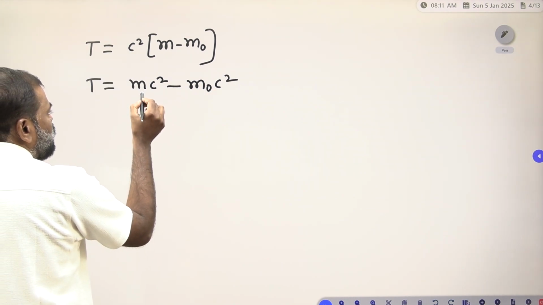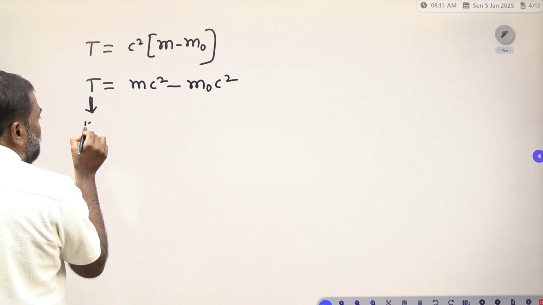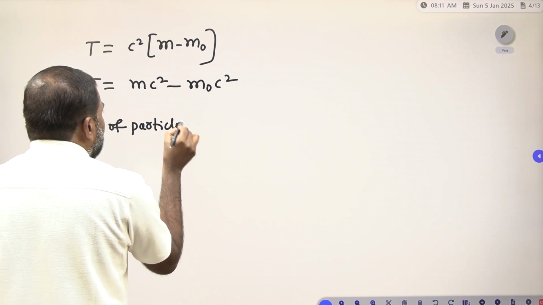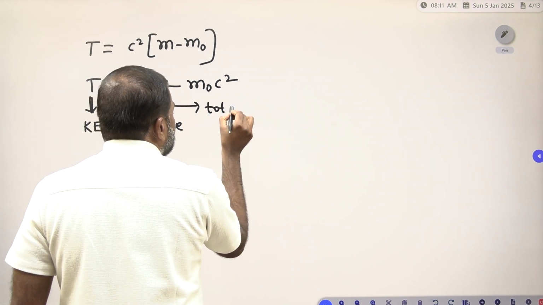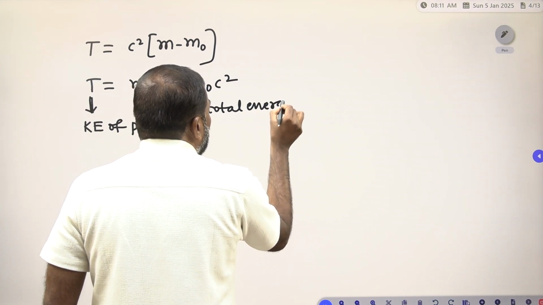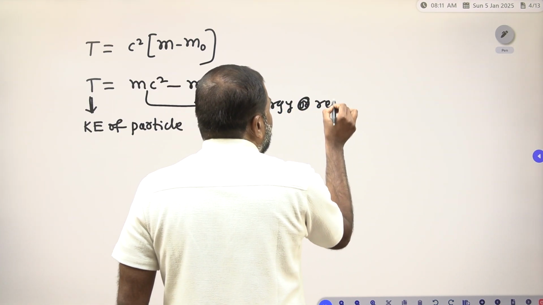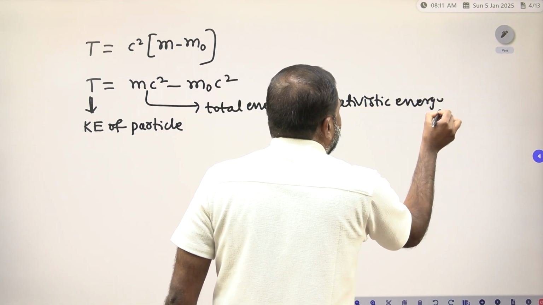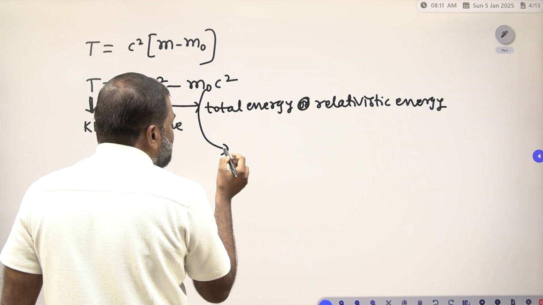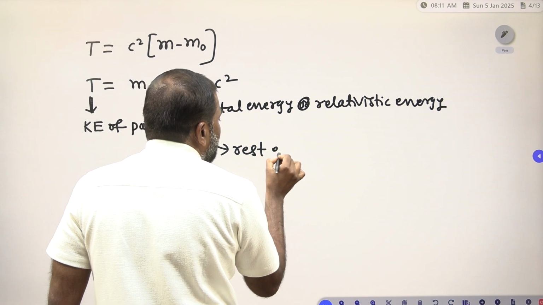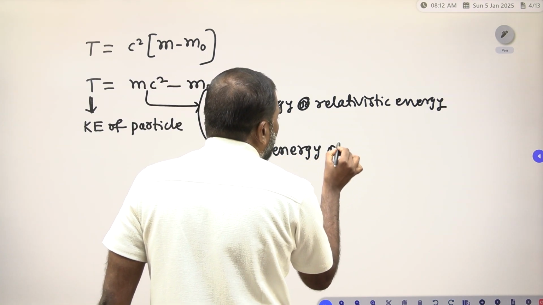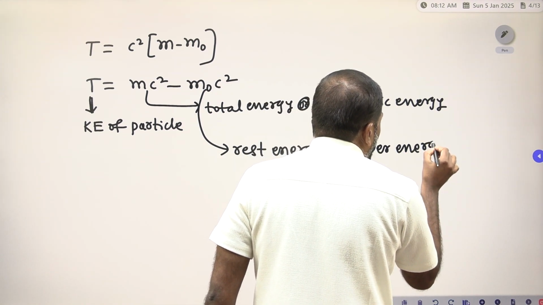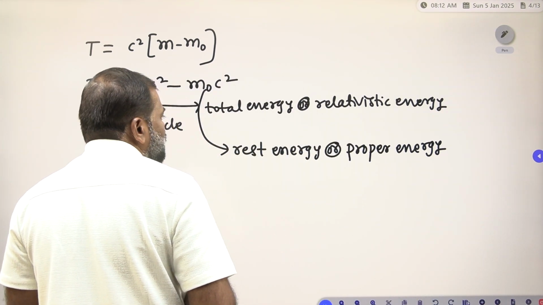Now this is the kinetic energy of the particle or body. This mc square is the total energy or relativistic energy of the particle. This m naught c square is the rest energy of the particle, which we also call the proper energy of the particle.